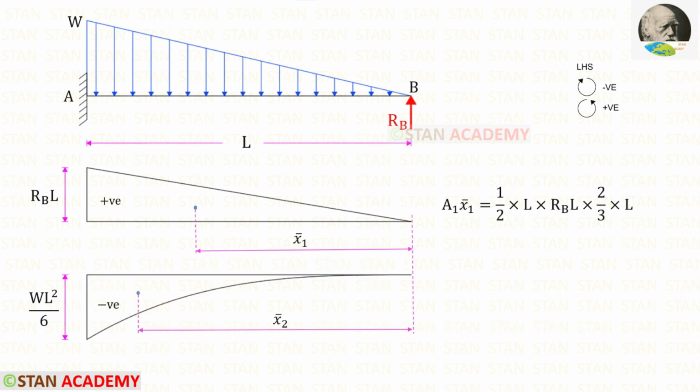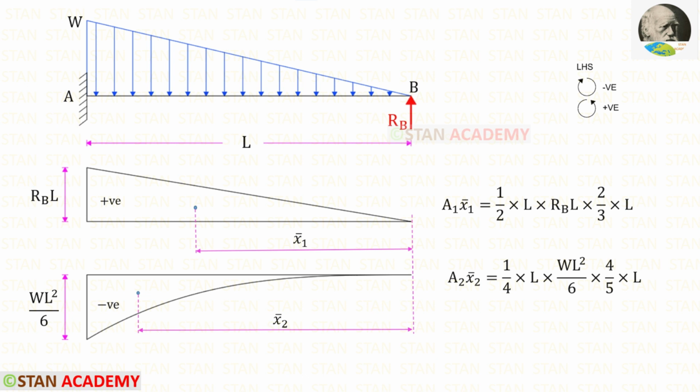Now let us find area 1 x1 bar. We know that it is a triangle. We know the area formula of a triangle, half into BH. Here the breadth is L and the height is RBL. So the area is half into L into RBL. Let us find x1 bar. We have to find the centroid distance about the right side. That is 2 upon 3 into B. Here the breadth is L, so 2 upon 3 into L.